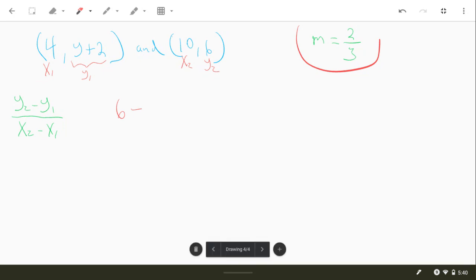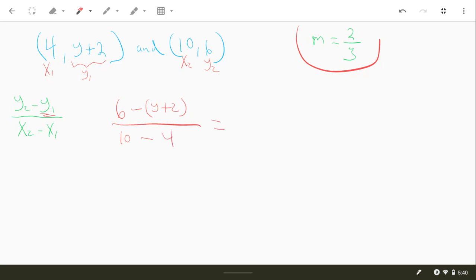Now here you kind of have to be careful. You need to minus the entire y1, which is y plus 2. Now all that means is that you're going to have to distribute the negative. That's all that means. And then on the bottom, x2 is 10 minus x1, which is 4. And that's equal to 2/3, it said.